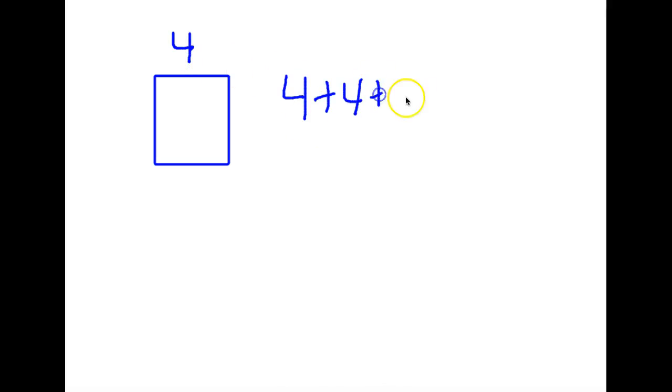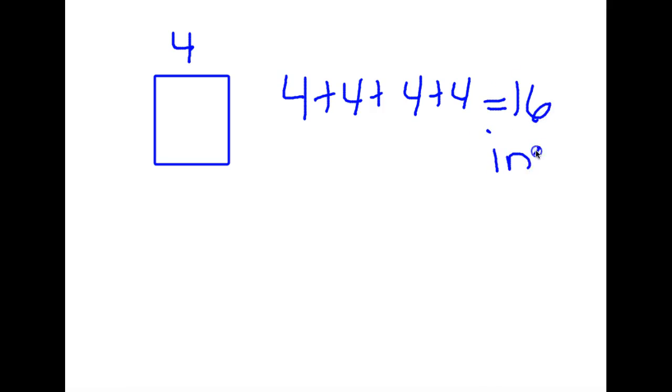Before we solve a problem using area and perimeter together, let's review each independently. If I need to find the perimeter of a square, and each side is 4 inches, I add each side together. 4 plus 4 plus 4 plus 4 equals 16 inches.